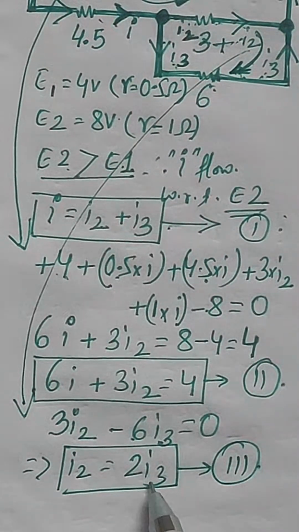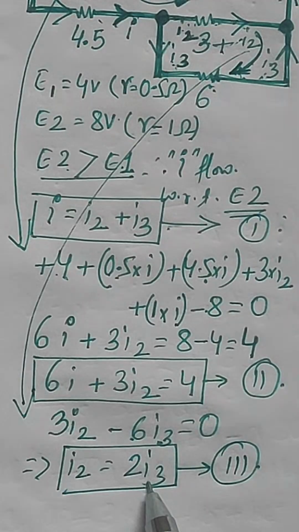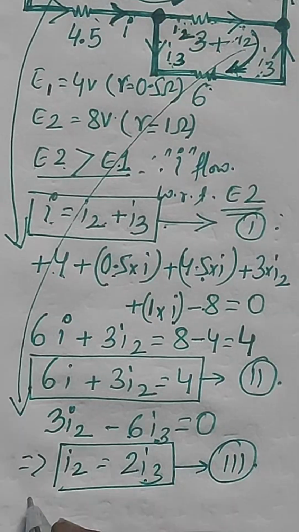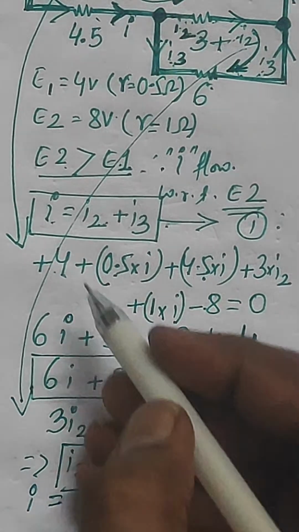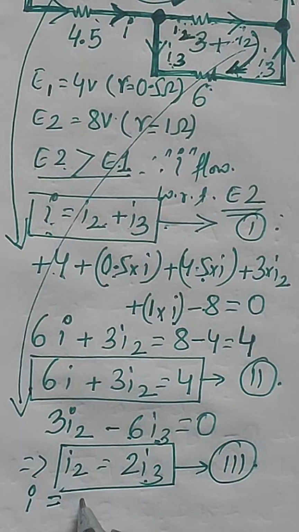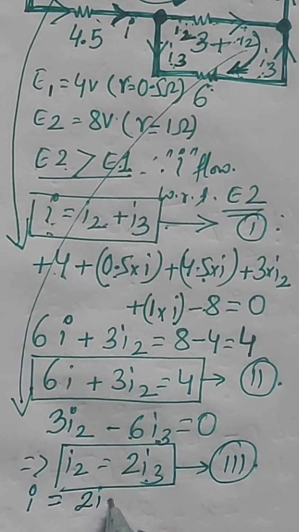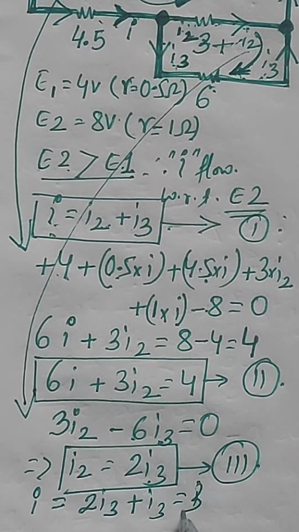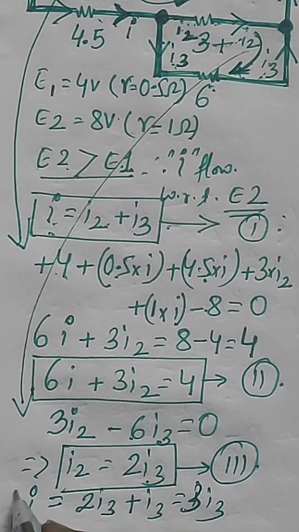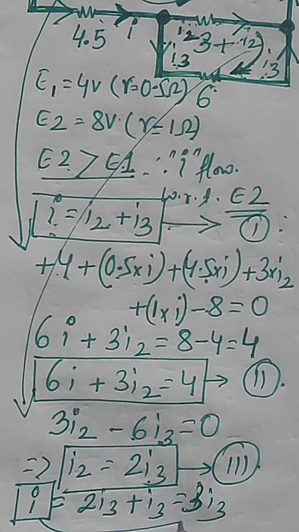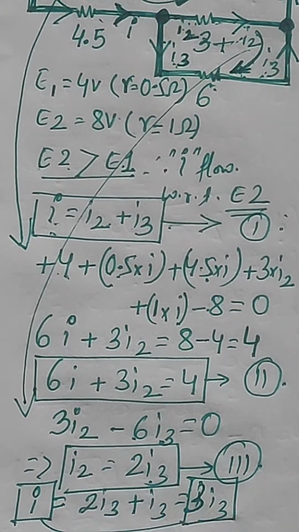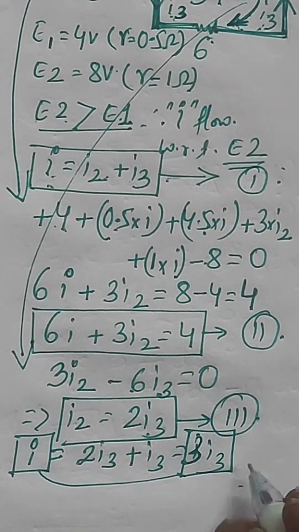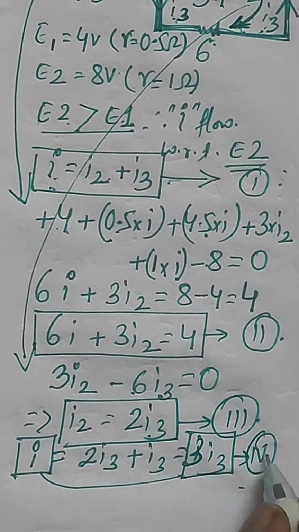Since I2 equal to 2I3, and I equal to I2 plus I3, we can write I equal to 2I3 plus I3. So we can write I is equal to 3 times I3. This I is equal to 3 times I3, right? So this is equation number 4.